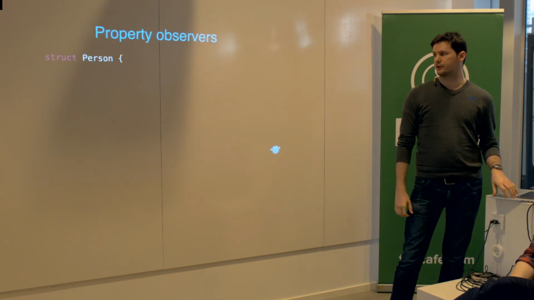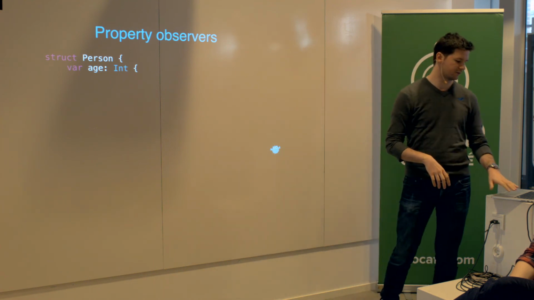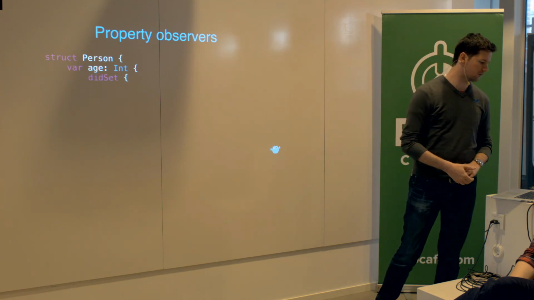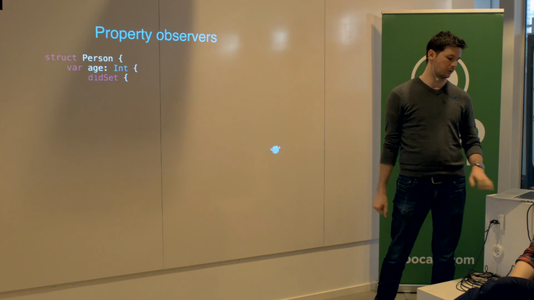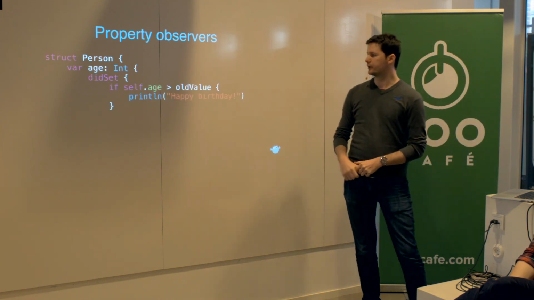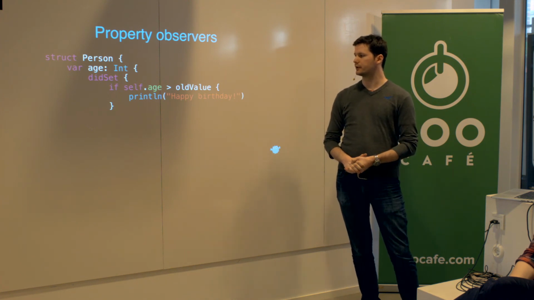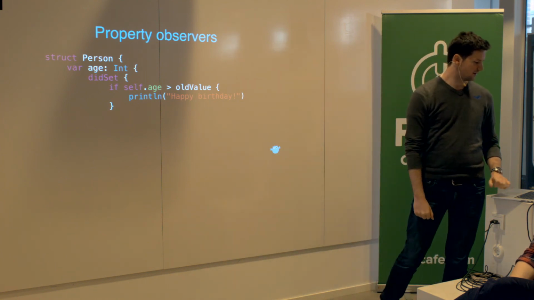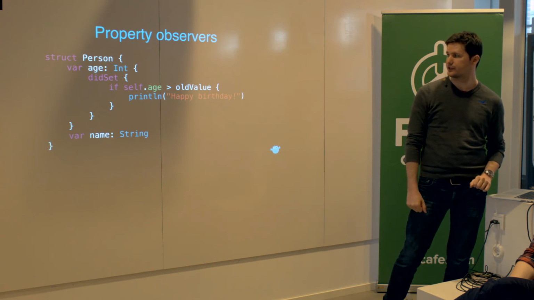Let's look at property observers. So let's say you have an age of a person, and when that age gets changed, we want to get notified about that. We can do that with the didSet keyword. And then we can take a look and see if the age increased on this particular person, and if it does, we can celebrate him. It's as simple as that.